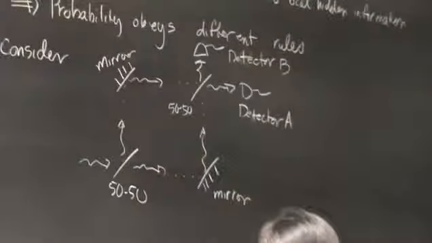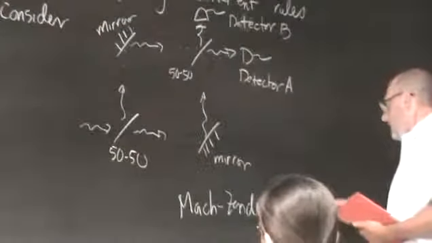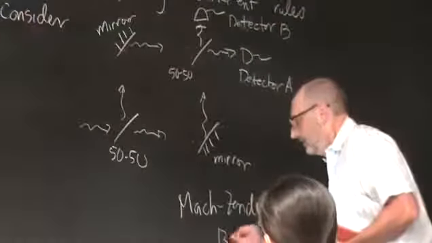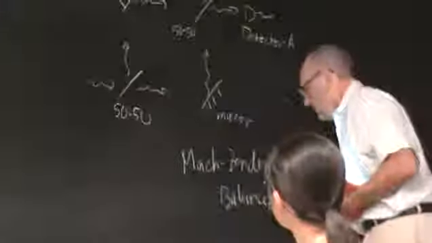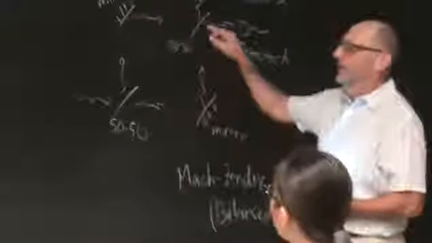Okay? And let's imagine that this was a balance. So this is what's known as a Mach-Zehnder interferometer. And let's imagine that it's balanced. That is to say, these two half lengths are equal. What's going to happen in that case?